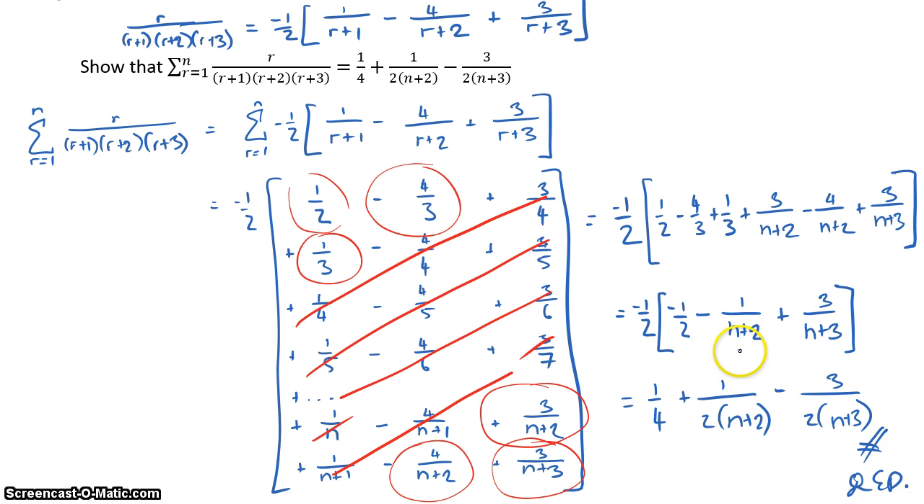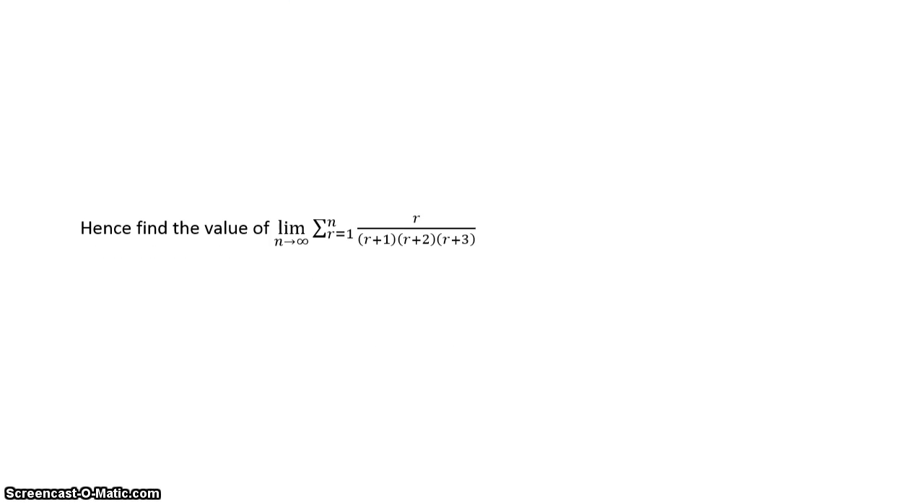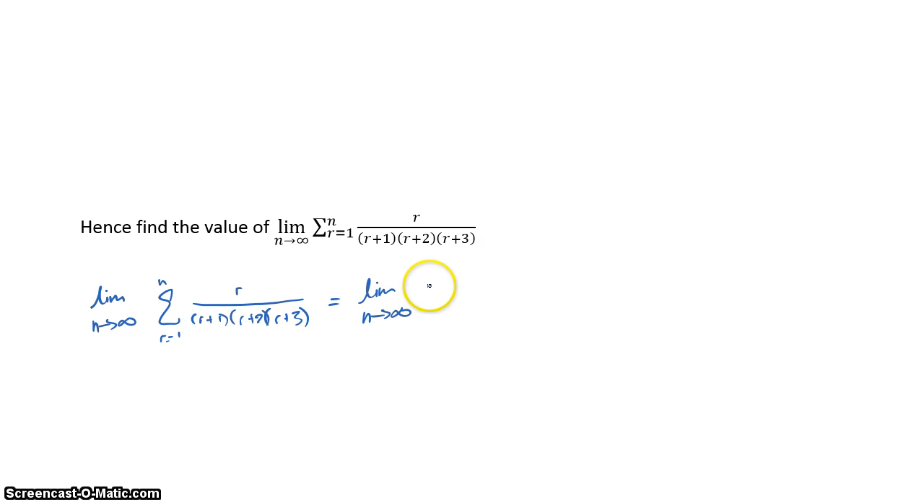So I can stop this question here. This was actually a method of differences question. Now the last part asks us to hence find the limit of this. So what is this? Well, the limit as n tends towards infinity of the sum to n, r equals 1, of r over r plus 1, r plus 2, r plus 3. Well, you can actually answer this even if you couldn't do part 2. This is nothing more than the limit as n goes to infinity of what we just found, in fact, what was given to us in the question.